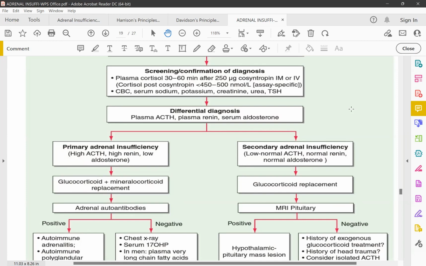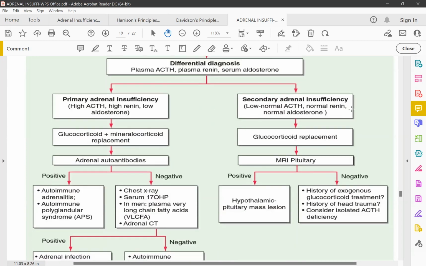The other way around, in secondary adrenal insufficiency, ACTH is normal or low because the pituitary is not secreting, while the adrenal gland is all right, so low ACTH will be there. Mineralocorticoid is not affected in secondary, so renin has no business to change, and aldosterone levels are normal. This is basically how you separate primary from secondary. In the primary, you need to replace both glucocorticoids and mineralocorticoids because there is a deficiency in both. And you measure autoantibodies. If autoantibodies are positive, it is autoimmune adrenalitis or polyglandular syndrome, APS1 or APS2.